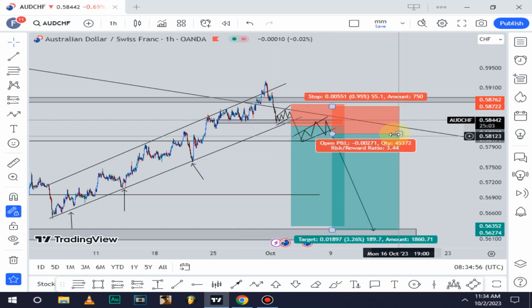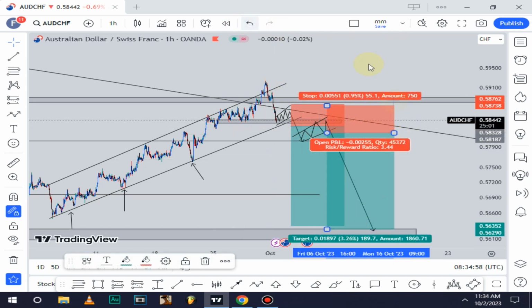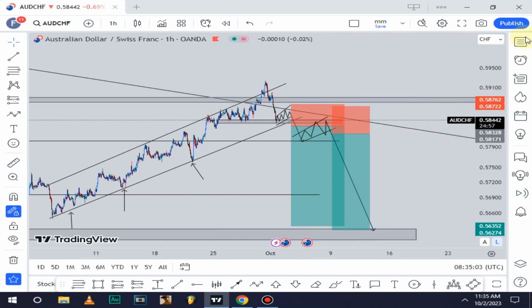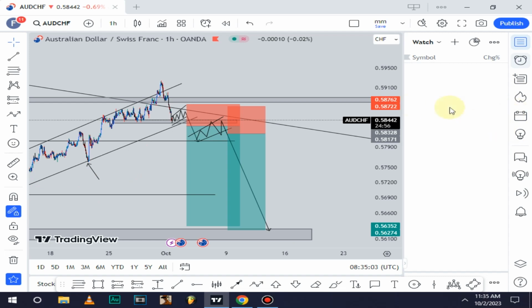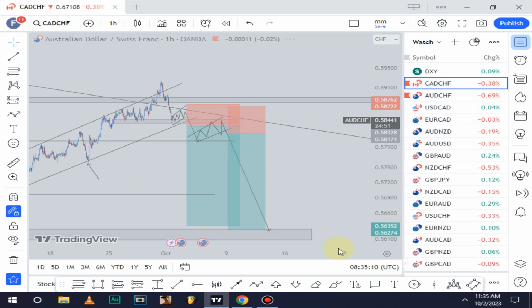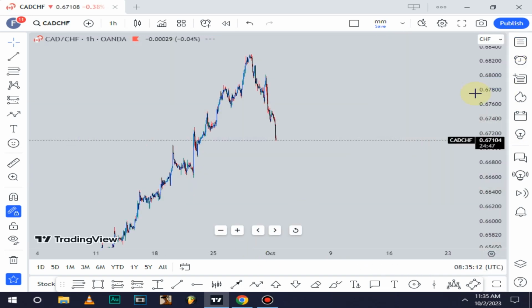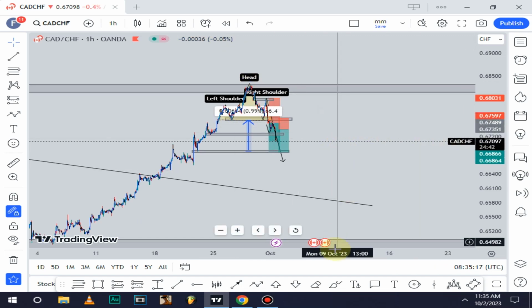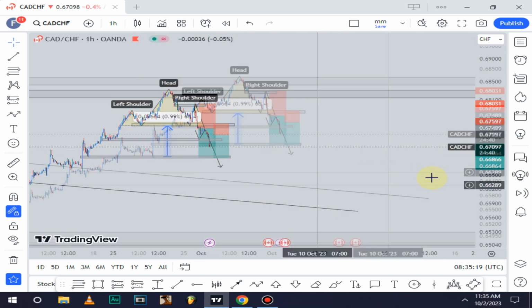So it's just a matter of time before that happens, and I believe you just have to wait and understand what the market will be doing before making a decision. Oh yeah, I was in a position on CAD Swiss franc. I did take a sell entry on CAD Swiss franc last week on Friday because I saw a reversal head and shoulder, and you can see I'm almost taking my profit over there, guys.